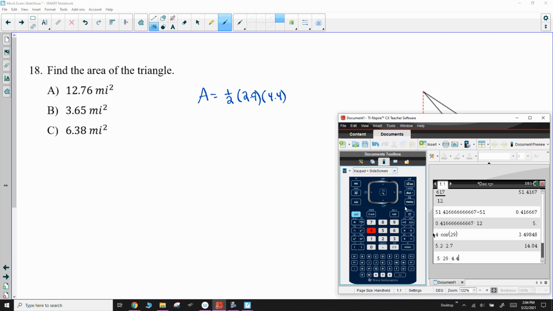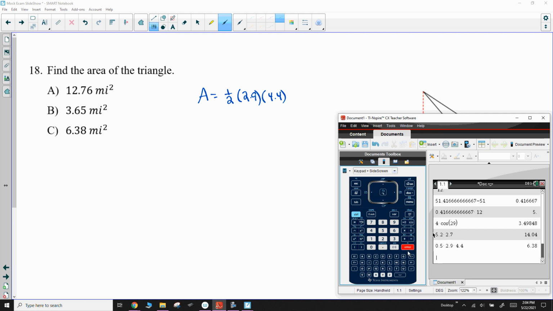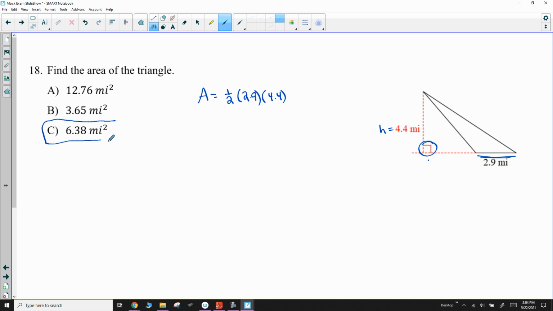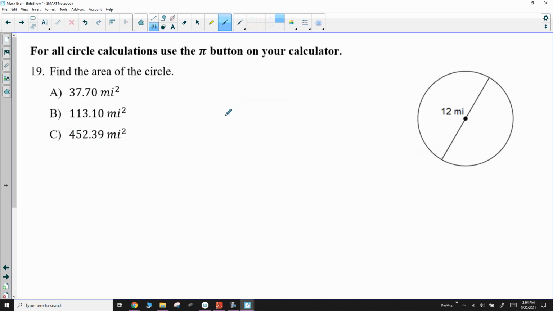Oh, I forgot the decimal in there too, so I'm going to go back and insert that decimal right there. There we go, and I'm going to hit enter. 6.38 is one of my answers, so C, and moving on. For all calculations, use the pi button on your calculator, find the area of the circle.